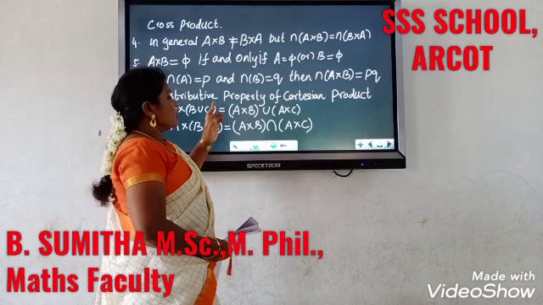From the above, we know that n of A cross B is equal to n of B cross A, equal to n of A times n of B, equal to 6. All the values, n of A cross B equal to 6, n of B cross A equal to 6, and n of A times n of B equal to 6. Therefore, we conclude that n of A cross B equal to n of B cross A equal to n of A times n of B. You understand, students?